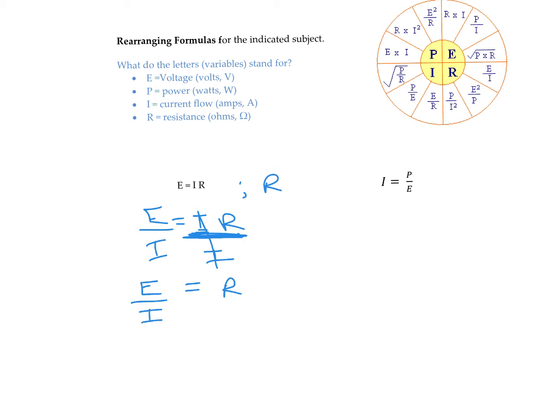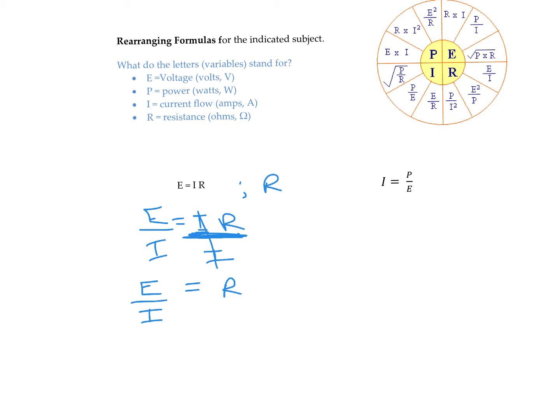That's a rearranged formula that came from the original, and it is now a new formula that will allow you, if you had the voltage and you had the current, to find the resistance. So say, for example, the voltage was 40 and the current was 5. 40 divided by 5, you have a resistance of 8 ohms.